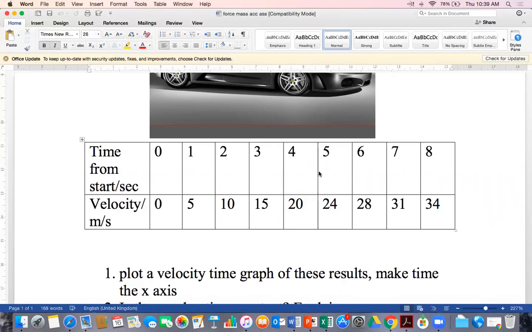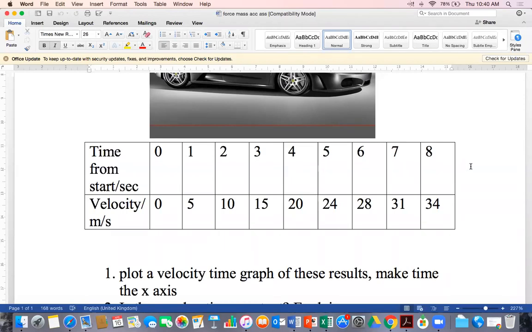Okay, when you label your axis, make sure you put x is time, y is velocity, and make sure you put the unit. So velocity is m per s and time is seconds. Once you have plotted the points, you draw a line across all the points. And make sure to include your title.